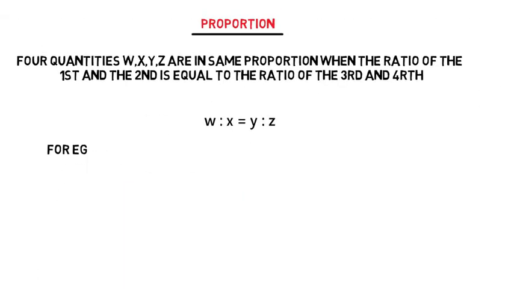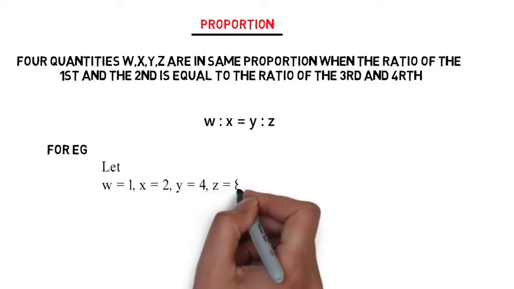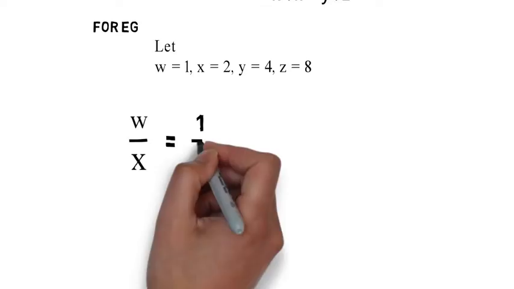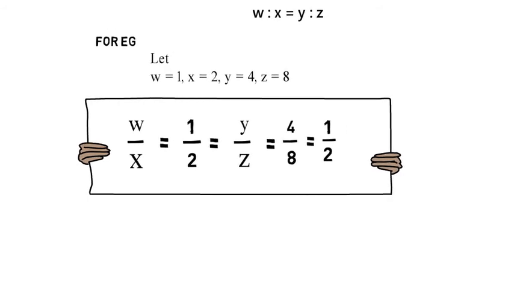For example, let w equal 1, x equal 2, y equal 4 and z equal 8. So w by x is equal to 1 by 2, which is equal to y by z, which is equal to 4 by 8. When we cancel 4 and 8 we get 1 by 2 itself. Thus the numbers are in proportion.